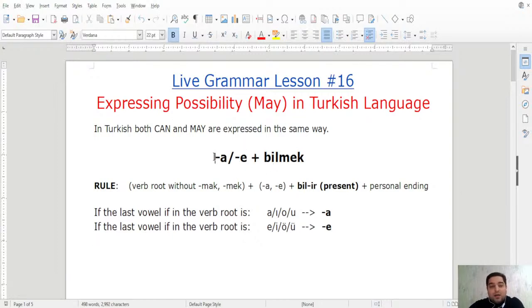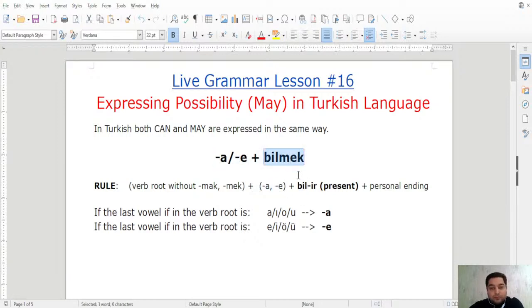So you basically add a or e to the root of the verb, right? As the rule specifies here, you have the verb root without mak or mek. Then you add a or e depending on the vowel harmony that you see here below. If the last vowel in the verb root is a, ı, o, or u, you will add a. And if the last vowel in the verb root is e, i, ö, or ü, you would add e after the verb root. And then you add the verb bilmek, right?